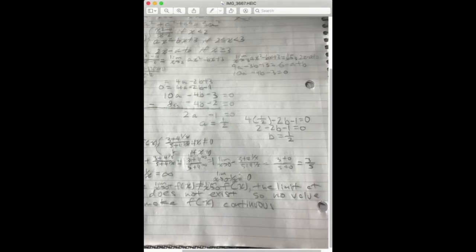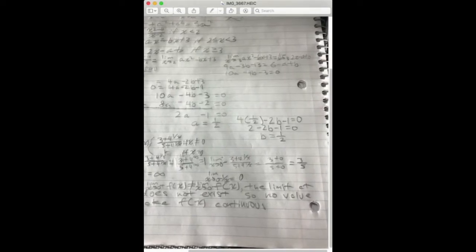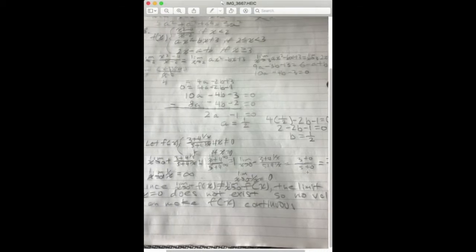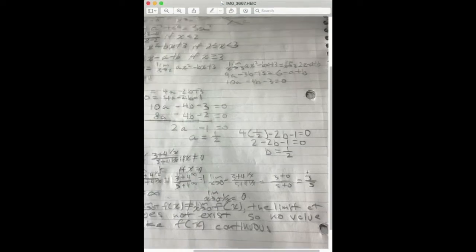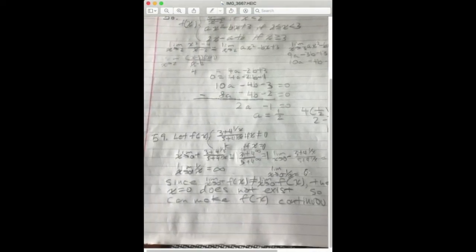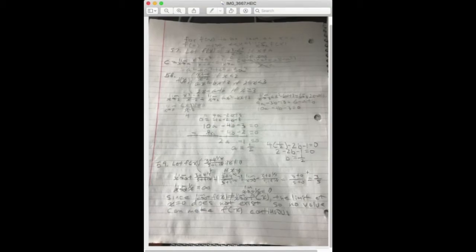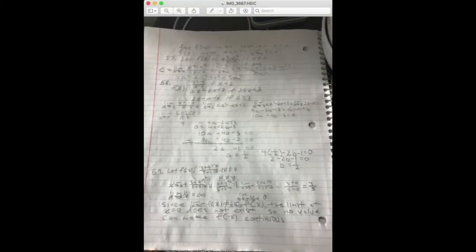And then when you're approaching from the left hand side, from the negative side, 1 over x is going to approach 0, because the denominator is going to be a smaller and smaller negative number. So you're going to end up with 3 over 5 plus 0, which is 3 over 5. Since the two values of the limits from the left and right hand sides don't agree, there's going to be no value of k that can make it continuous.